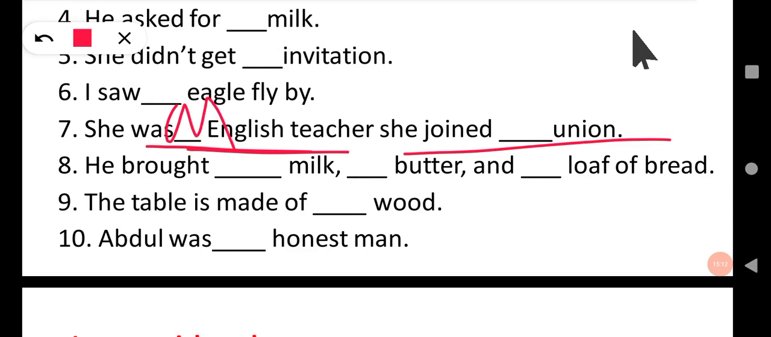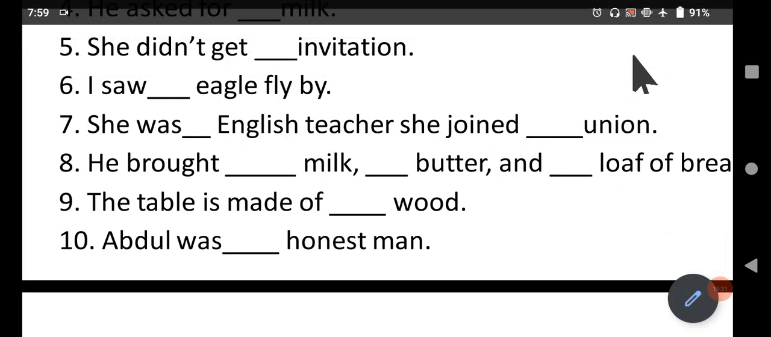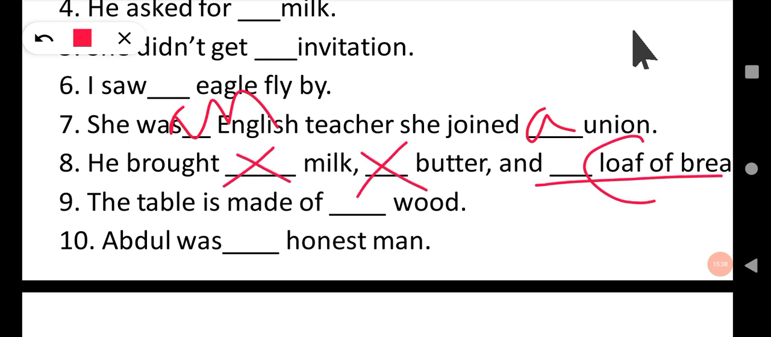She joined dash union. She is or she was an English teacher. She joined dash union. Again, the pronunciation is here ya. So with ya, we have to go with a union, not an union. A union, an English. Next one. He brought dash milk. Can you say a milk and milk? No. Dash butter, a butter and butter? No. And dash loaf of bread. Here you can count it. Here you can say a loaf of bread. So no article, no article, a.